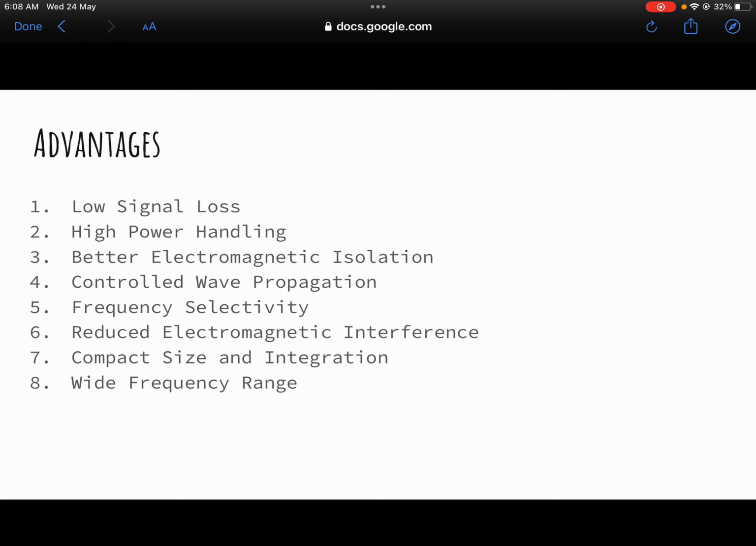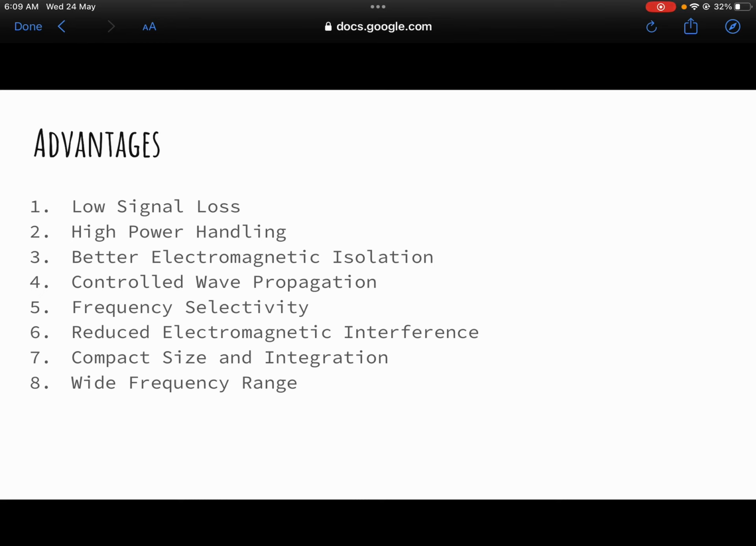Better electromagnetic isolation. Waveguides provide excellent electromagnetic isolation, minimizing interference and crosstalk between transmission paths. This feature is crucial in applications where multiple signals need to be transmitted simultaneously without interfering with each other.